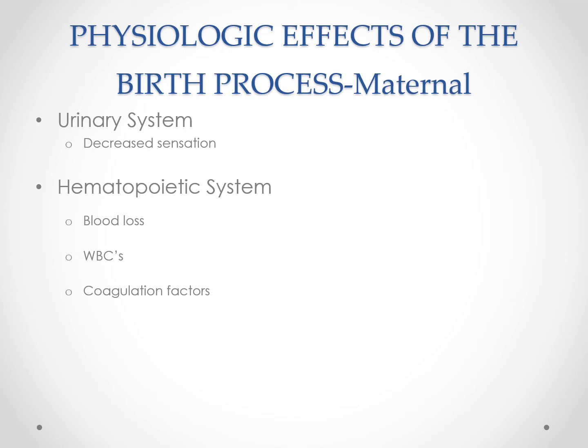Blood loss, of course, we do expect some blood loss. With a vaginal delivery, nothing over 500, and a cesarean birth, nothing over 1,000. Those would be considered postpartum hemorrhage. So a vaginal, less than 500 is normal. Cesarean, less than 1,000 milliliters is normal. WBCs will often go up during the process of labor just as an inflammatory response, not really representing a true infection. Mothers remain to be hypercoagulable during the process of labor.